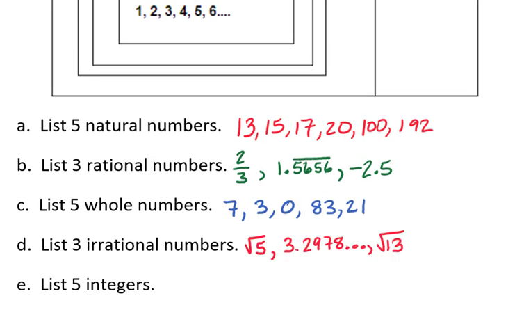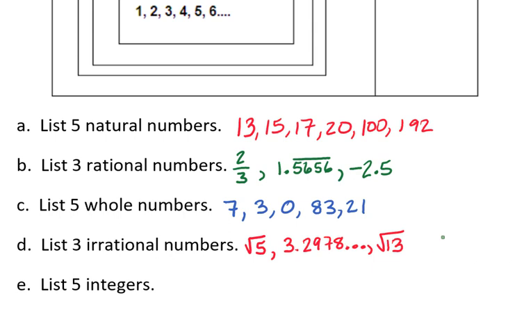So for my irrational numbers, I picked the square root of 5, and then the decimal 3.2978, and it kept going but did not repeat, and the square root of 13. So if you picked the square root of a non-perfect square, or you picked a decimal that goes on forever but doesn't repeat, those are irrational numbers. Now you should know that if you pick the square root of 4, that won't work because the square root of 4 is actually 2, which is a whole number, it's an integer, it's a natural number, but it is not an irrational number.